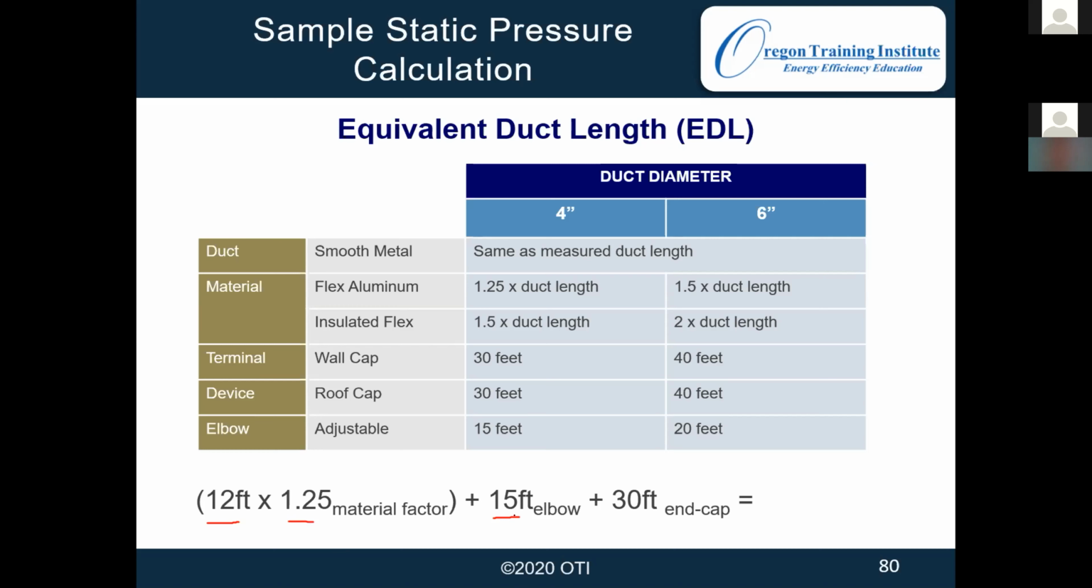We estimate 1 elbow, and then we have a termination, and that termination is going to account for the equivalent of 30 feet. So we just sum that up, and we get 60 equivalent duct length, even though we're really only running it 12 physical feet, but the equivalent with the elbow and the termination and the flex duct is going to be 60. So then we can use the last chart and make sure we're not going to be over our limit.